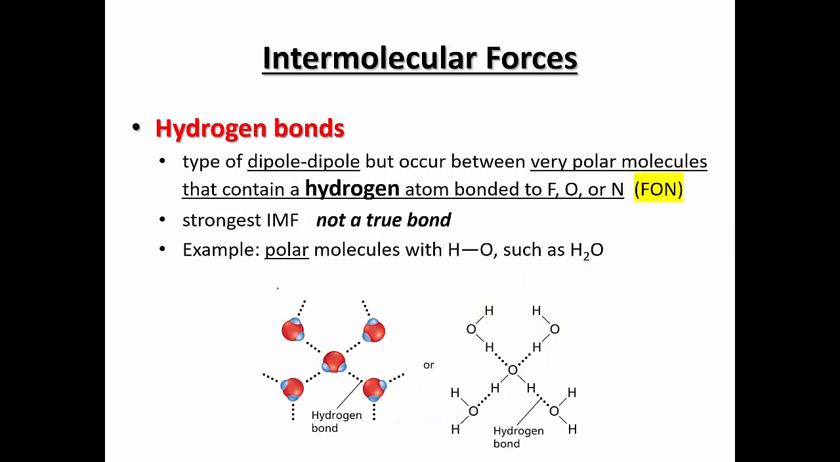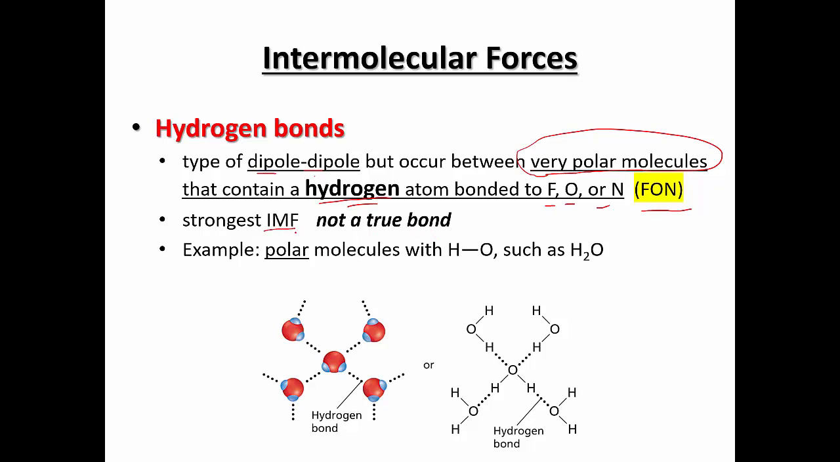And our third one, hydrogen bonding. Hydrogen bonding is a type of dipole-dipole, so it's still a dipole-dipole, it's just a more specific or stronger one between very polar molecules. To do that, you need hydrogen from an atom bonded to fluorine, oxygen, or nitrogen. A lot of times we'll call them the FON or the fun atoms: fluorine, oxygen, nitrogen. It's the strongest IMF. It's not a true bond because it's not ionic, covalent, or metallic, but it's the strongest of our IMFs.